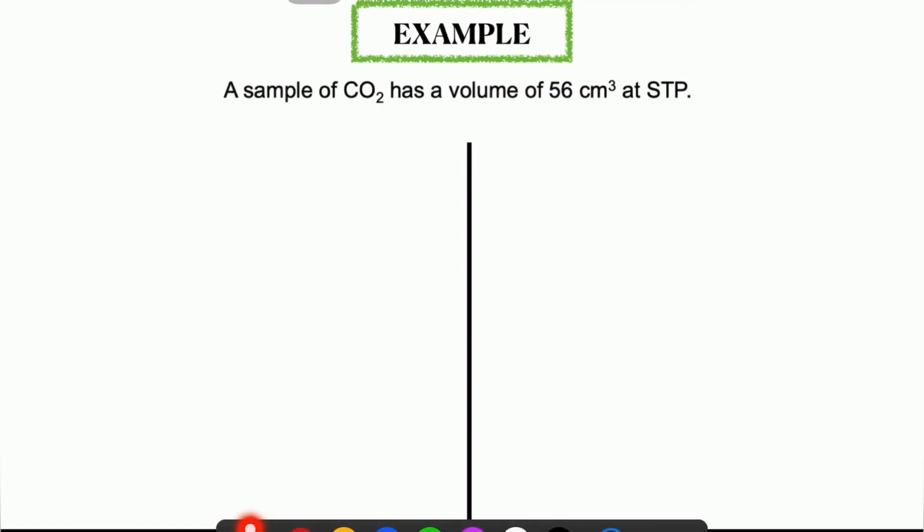Okay, let's see the next example. Carbon dioxide, given with a volume of 56 cm cubed at STP. You should know that at STP, the volume is 22.4 liters, and for the cm cubed, you had better convert it into liters, which is 56 cm cubed equivalent to 0.056 liter.